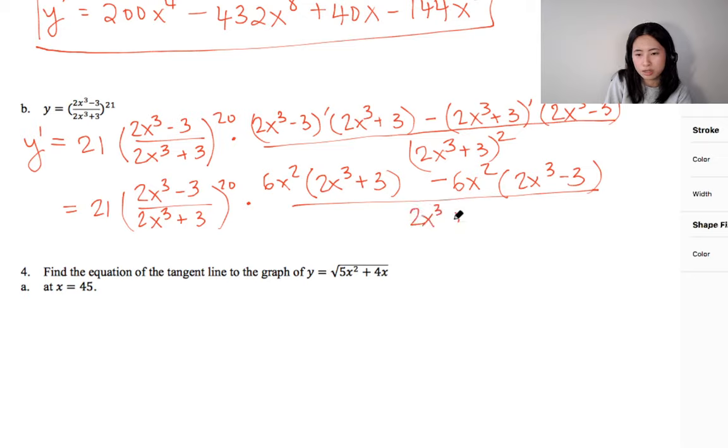I don't recommend you expanding your denominator because maybe you can cancel things out in a bit, so that's why don't expand. Okay, so now that we have that, I guess we don't have enough space again.